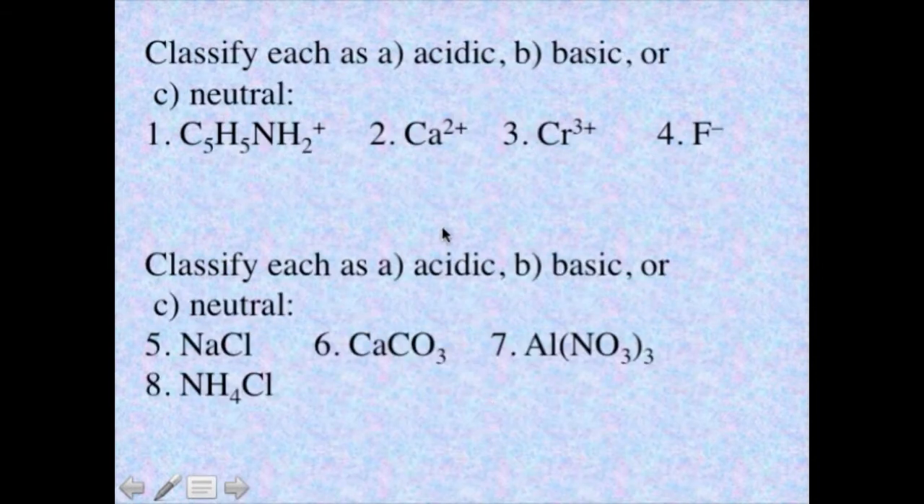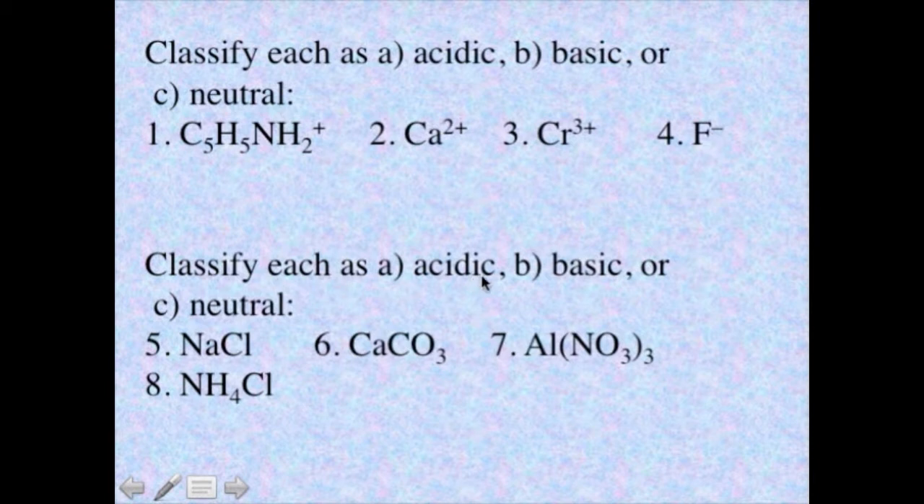Okay, we're going to classify each as acidic, basic, or neutral. The first one is the conjugate acid of an organic amine. It will dissolve in water to form a small amount of hydronium ion, so it will be an acidic solution. Calcium ion will be neutral. The chromium ion is a highly charged small metallic ion, and it will produce a slightly acidic solution. The fluoride ion will dissolve in water to form a small amount of hydrogen fluoride and the hydroxide ion. It is a weak base.